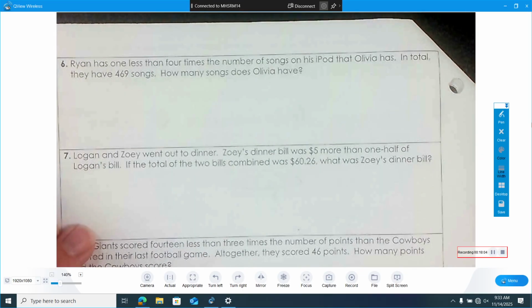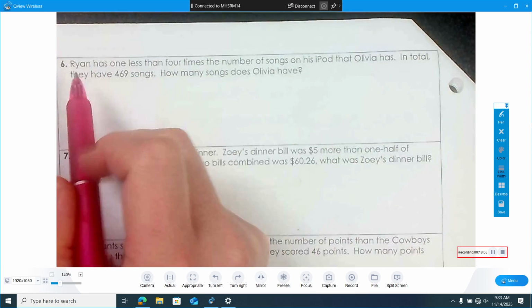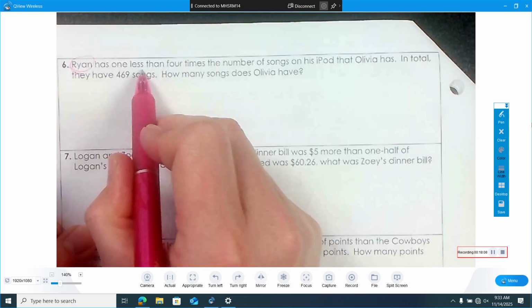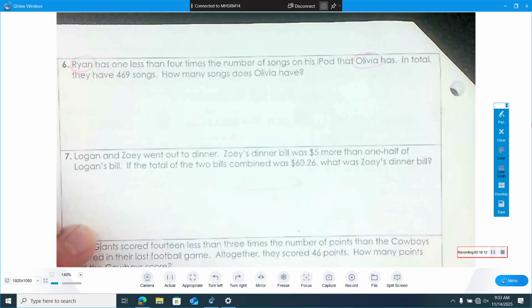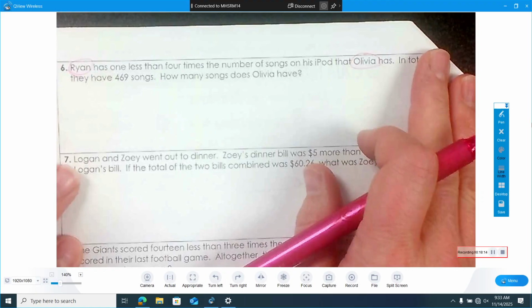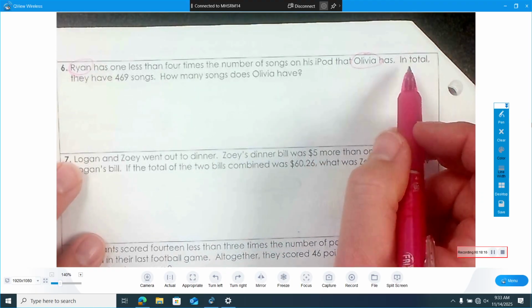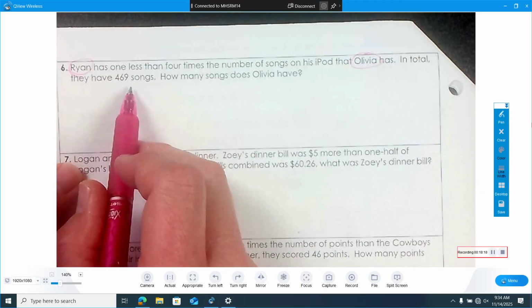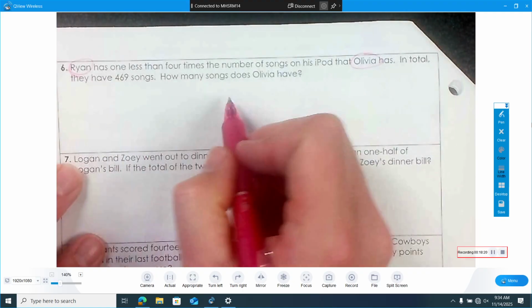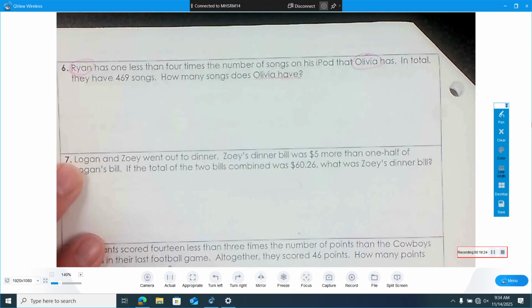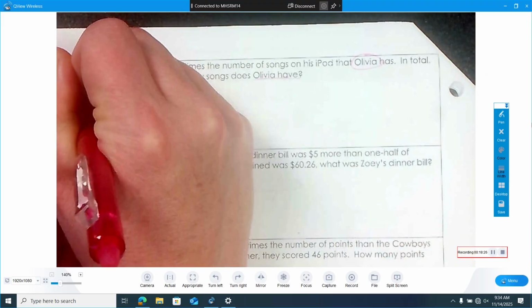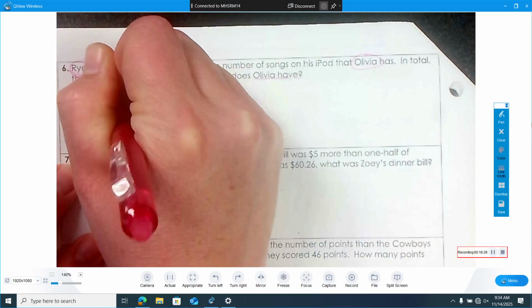All right, number 6. Ryan has 1 less than 4 times the number of songs on his iPad that Olivia has. Woof, that was a long sentence. In total, they have 469 songs. How many songs does Olivia have? All right, who are our 2 players? Ryan and Olivia.